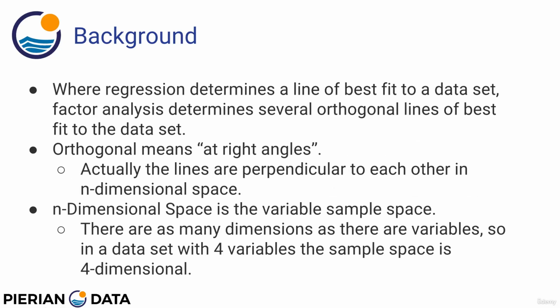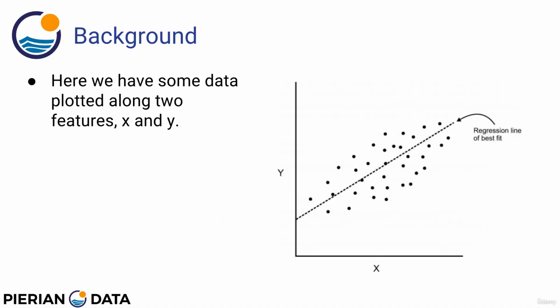Where regression determines a line of best fit to a dataset, factor analysis determines several orthogonal lines of best fit to the dataset. Orthogonal just means at right angles, and those lines are perpendicular to each other in the n-dimensional space, where the n-dimensional space is the variable sample space. There are as many dimensions as there are variables. So in a dataset with 4 variables, the sample space is 4-dimensional. Let's go ahead and see an example.